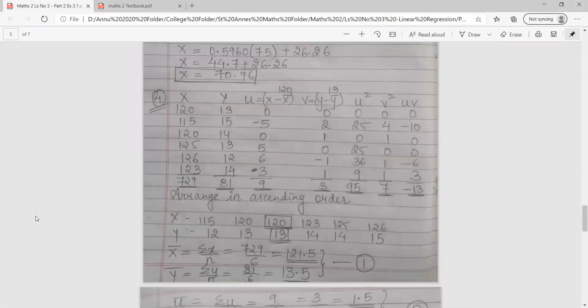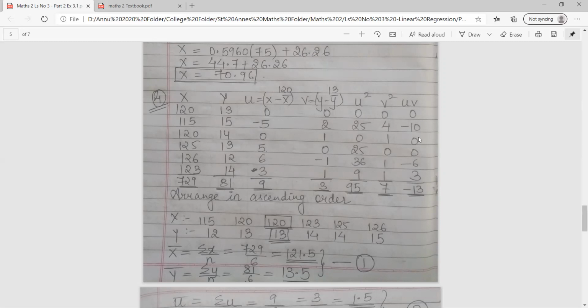So again the same thing. पहले आप xy लिख लोगे. After writing xy, you will arrange it in ascending order. In this case, class, again you have 6 values, even number. So if I leave 1, 2 from front, 1, 2 from behind, I'm left with 2 values in the center. So I pick up 120. In the similar manner for y, I get 13.